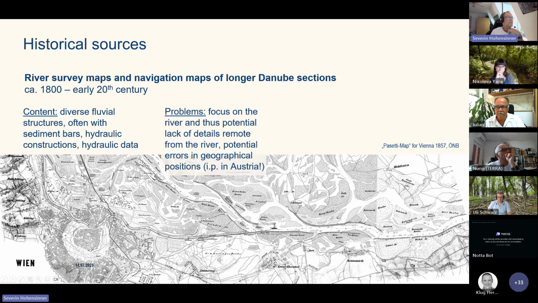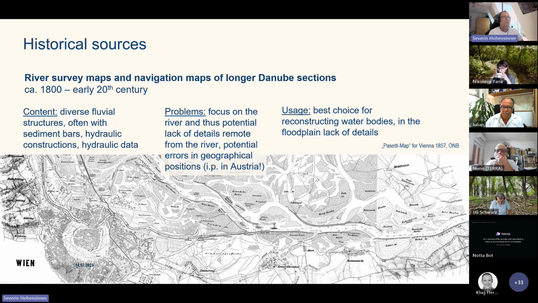The problem is such maps focus on the river and accordingly have potential lacks of details in remote areas of the floodplain. But they also have potential errors in geographical position. In particular, in Austria, the Bassetti map is awful. It's very interesting what is shown, it had a great value, but it's awful for georeferencing. Usage, best choice: it's a good choice for reconstructing water bodies, but sometimes lacks water bodies in the floodplain.